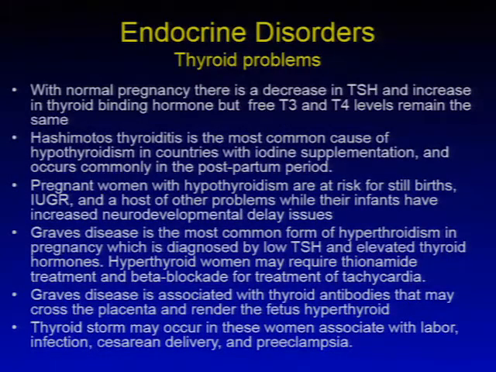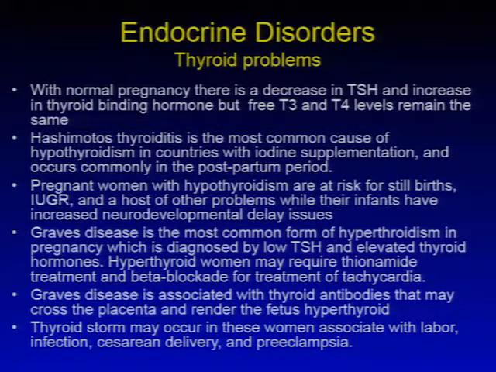Another not so uncommon endocrine disorder during pregnancy is thyroid problems. In normal pregnancy, there is a decrease in TSH and an increase in thyroid binding hormone, but free T3 and T4 levels remain the same. Hashimoto's thyroiditis is the most common cause of hypothyroidism in countries that don't have iodine supplementation, and commonly occurs in the postpartum period. Pregnant women with hypothyroidism are at risk for stillbirths, IUGR, intrauterine growth restriction, and a host of other problems, while their infants have increased neurodevelopmental delay issues.